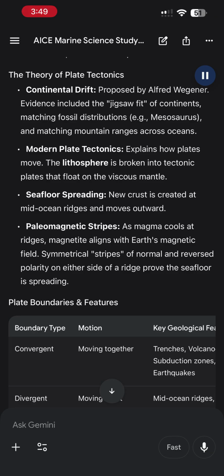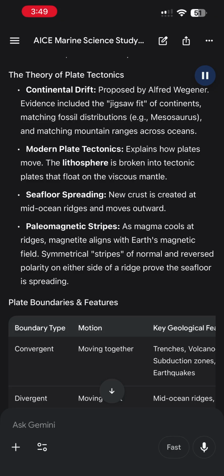Evidence included the jigsaw fit of continents, matching fossil distributions, e.g. Mesosaurus, and matching mountain ranges across oceans. Modern plate tectonics explains how plates move. The lithosphere is broken into tectonic plates that float on the viscous mantle.